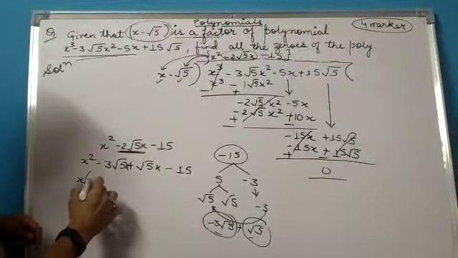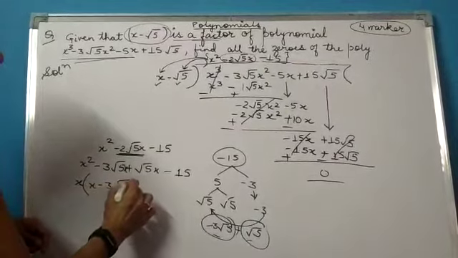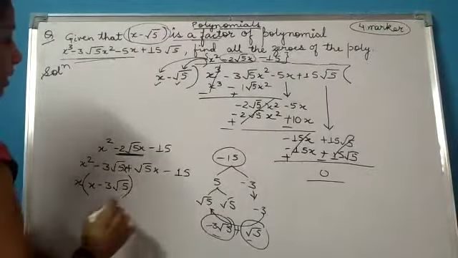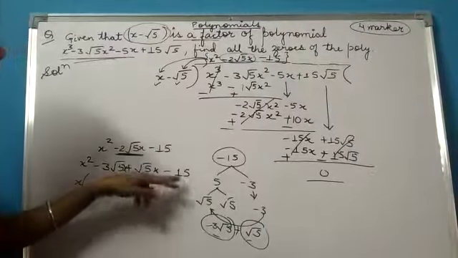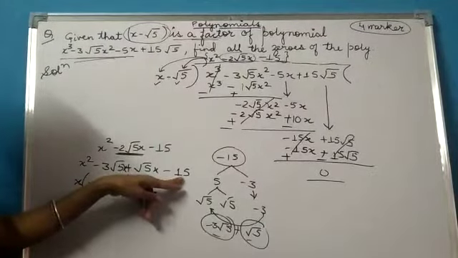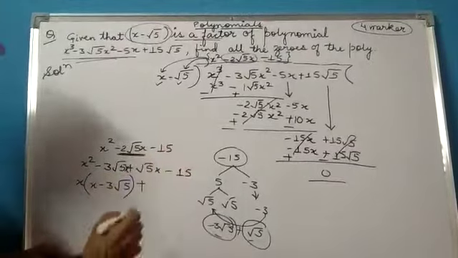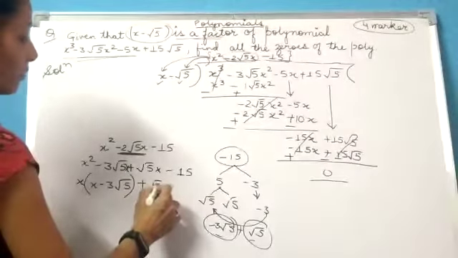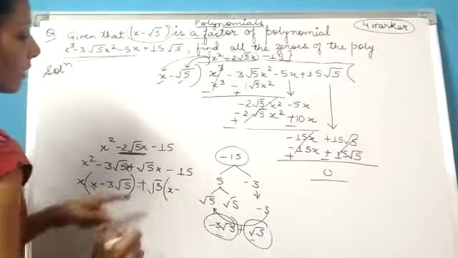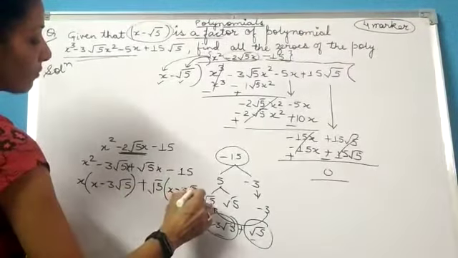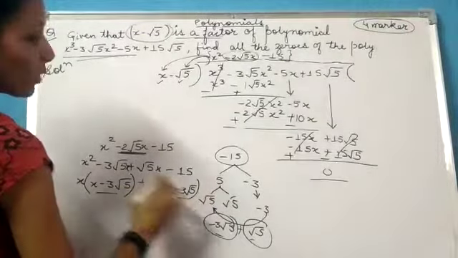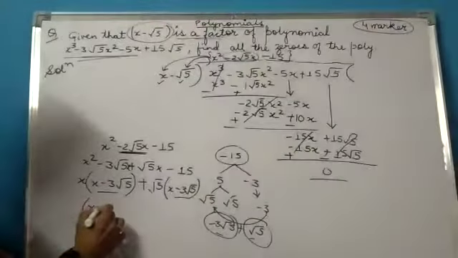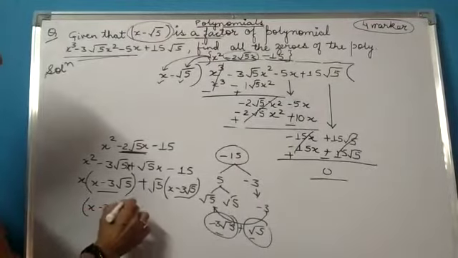Now, I can take x common. This will be x minus 3 root 5. And from here, this can be written as 5 into 3. Again, 5 can be written as root 5 into root 5. So root 5 is taken out, and here it will be x minus 3 root 5. These two are same, hence I can take them out common: x minus 3 root 5.